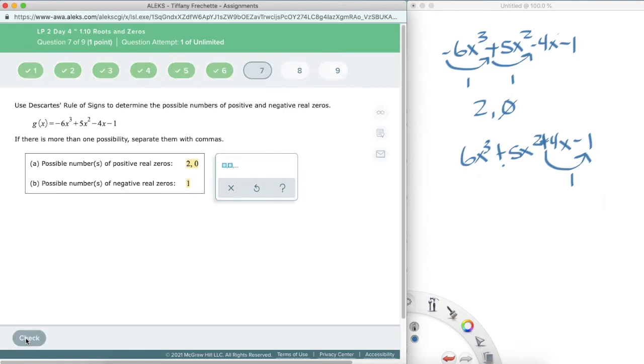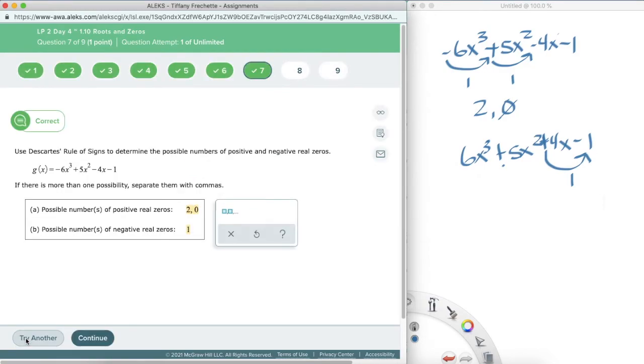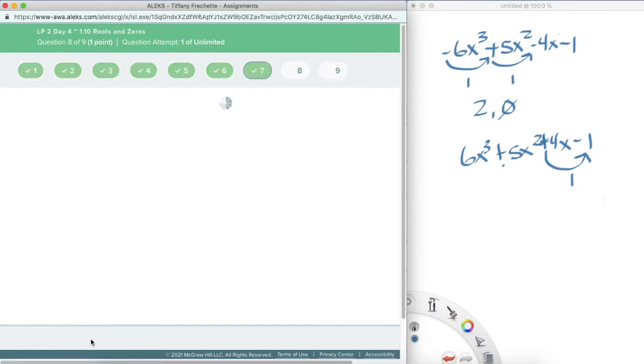All right, so that's just a couple of rules to help us identify our different types of roots without having to go through and actually factor the whole thing. We can identify what kinds of roots we're going to have right from the get-go.